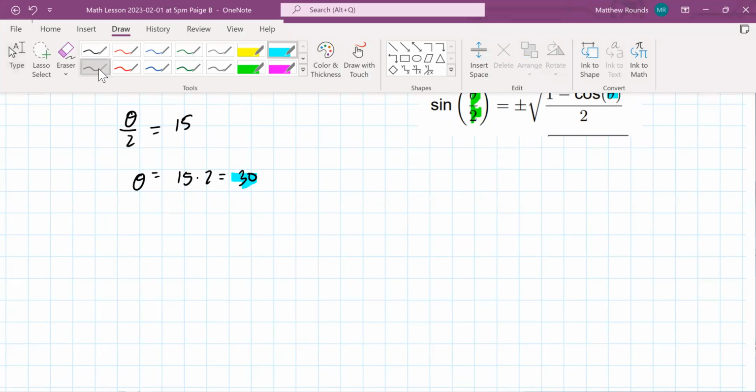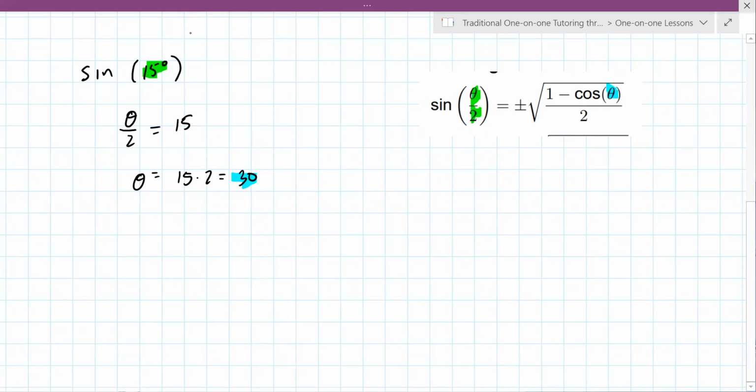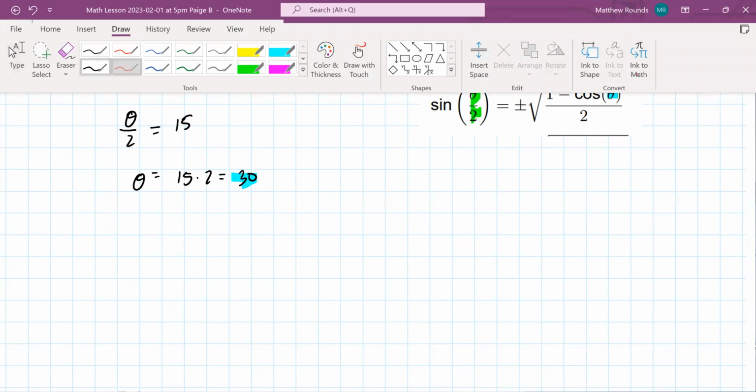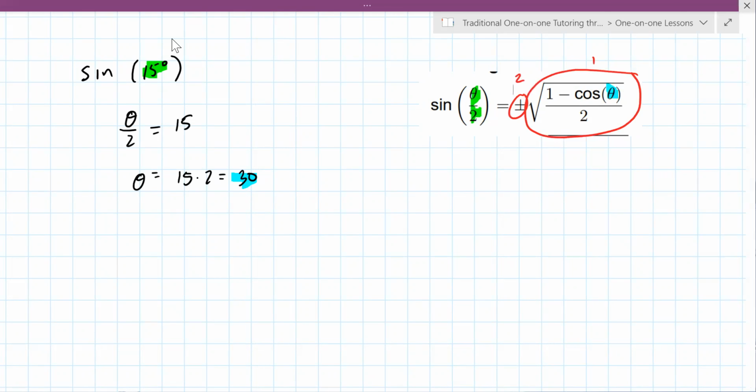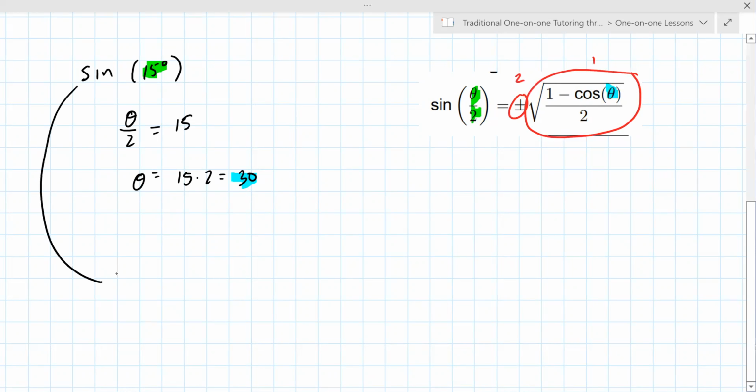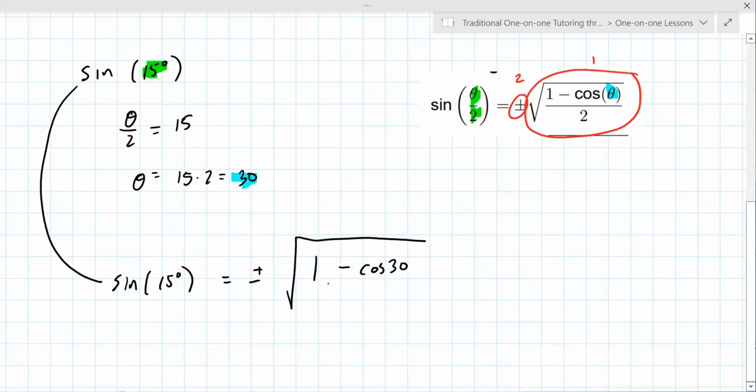Okay, so there's really two parts to the formula. The first part is this square root stuff, and the second part is this plus or minus. So we're going to tackle the square root part. The sine of 15 degrees equals plus or minus the square root of 1 minus the cosine of 30 degrees over 2. So you have to know what the actual angle is, double that, and put it into the formula here.